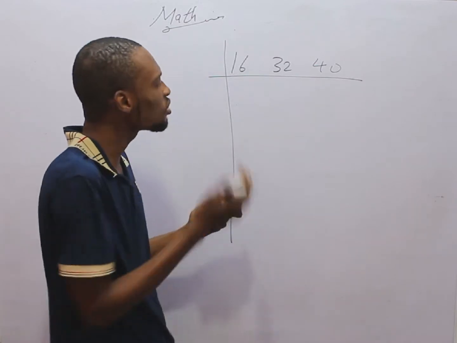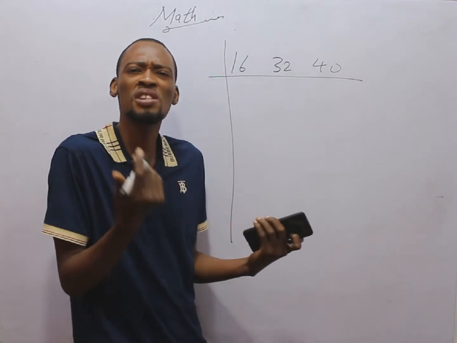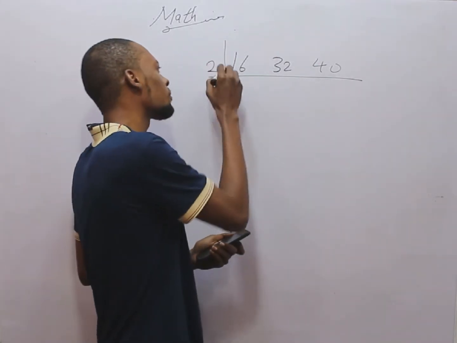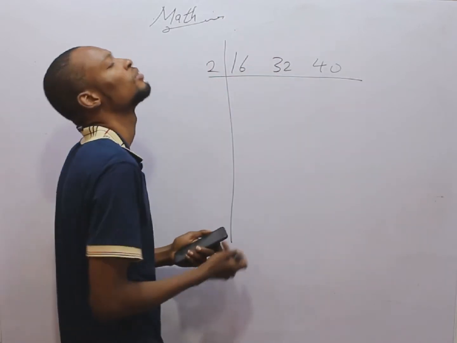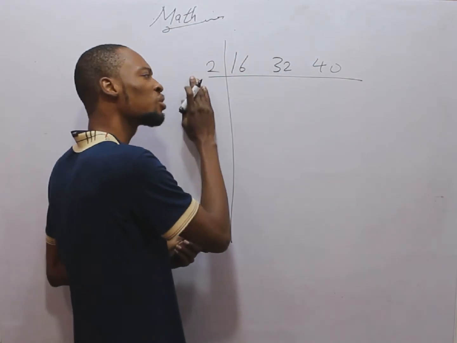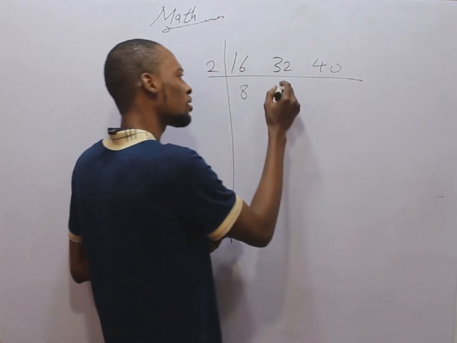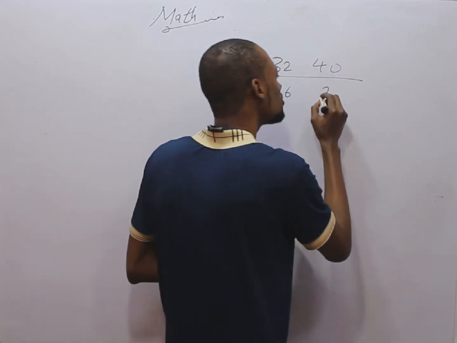Ask yourself, can 2 divide them? If yes, not even them, can 2 divide at least one of them? If yes, put 2 here. Use each of the numbers to divide by 2. 16 divided by 2, 8. 32 divided by 2, that should give you 16. 40 divided by 2, that should give you 20.